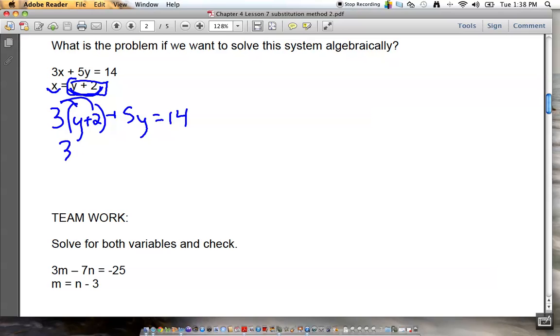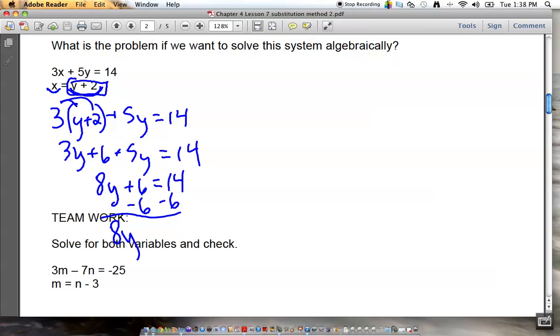Distribute the 3, 3y plus 6 plus 5y is 14. Is this a same side situation or an opposite side? Same side. So 3y's and 5y's add up to 8y's. Plus 6 is 14. Now I minus the 6. 8y is 8. I divide by 8, y is 1. Am I done?